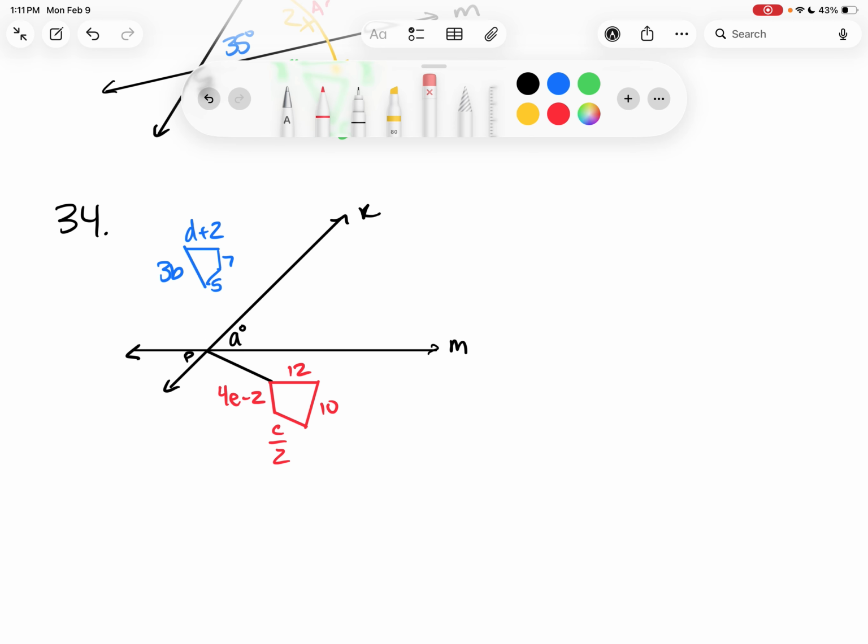All right, so this all the way around, they're saying is 110 degrees. So we're solving for each of the things. So we have to solve for A, B, C, D, and E. Okay.